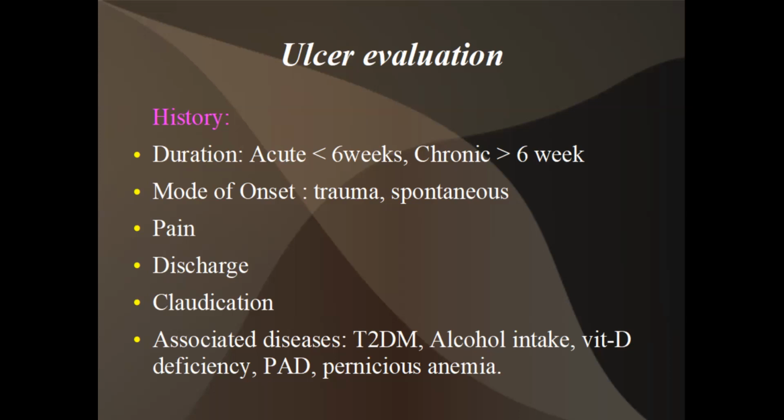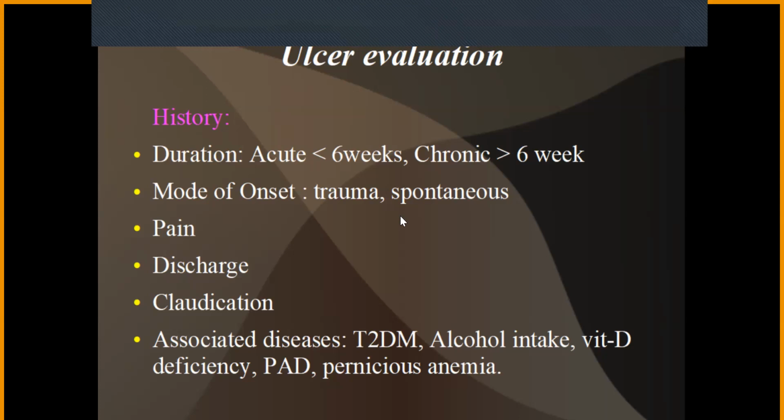Then discharge, whether it is discharging serous fluid, any blood, or purulent discharge, because healing ulcers mostly have very scanty serous discharge, and purulent discharge is mostly because of the pyogenic bacteria. And if it is bloody discharge, it may be because of the malignancy, because of the highly vascular structure. Malignant ulcers bleed on touch.